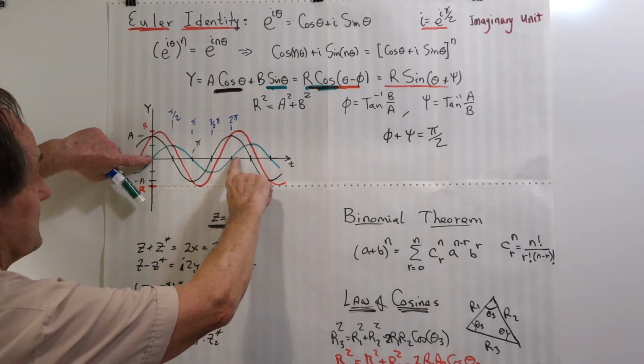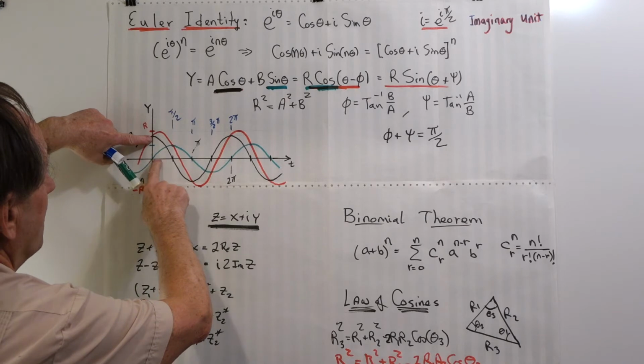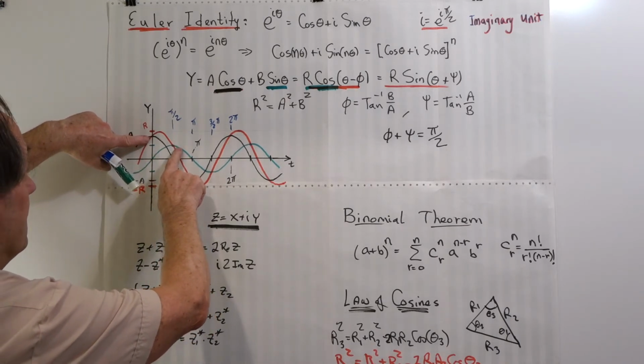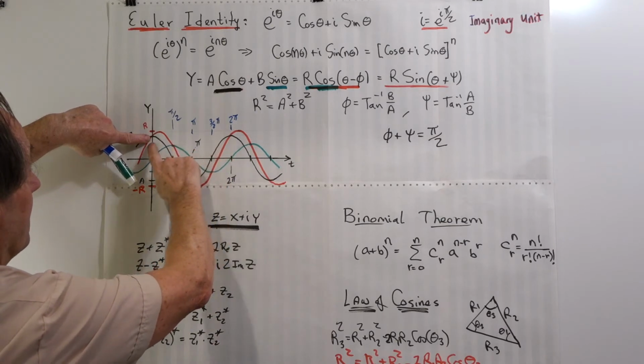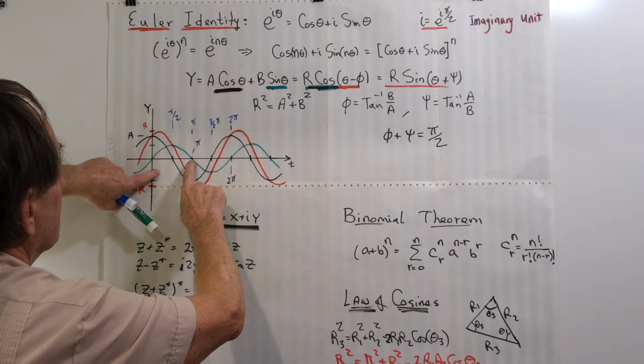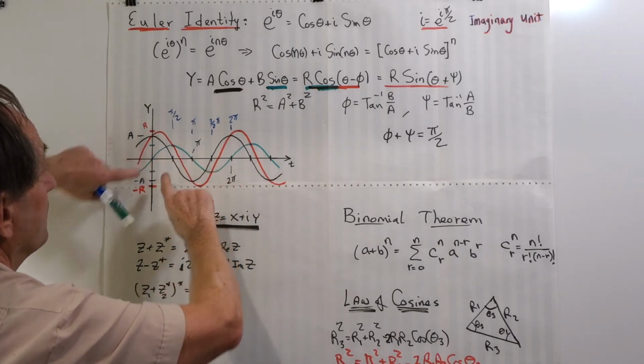Again, the sine has a period of 2 pi, but it's shifted relative to the cosine. They're out of phase, what we say out of phase, by 90 degrees. Their maximums differ by pi over 2 radians, and the same with their 0 points. They differ by pi over 2 radians.